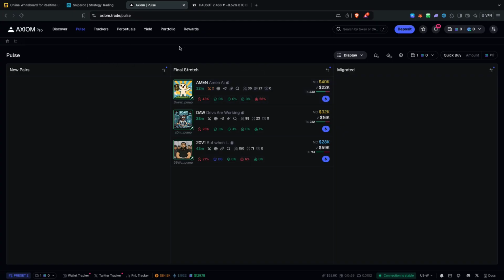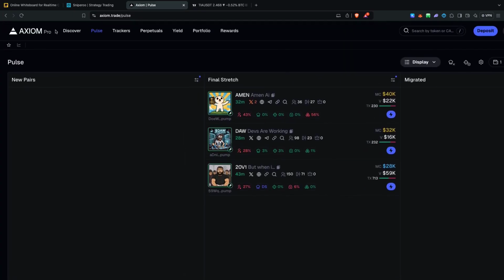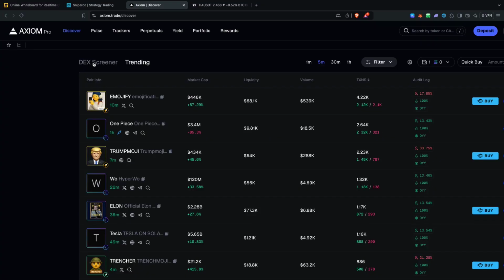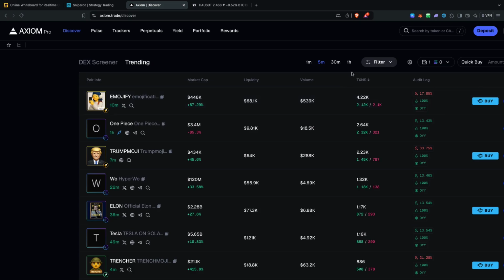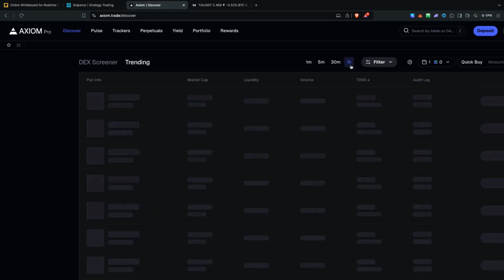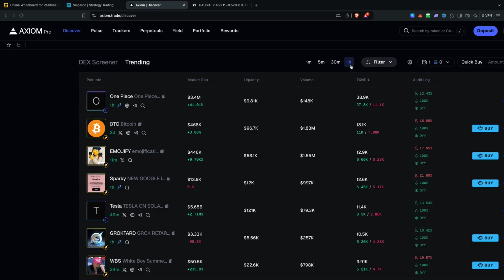So what you're going to be focusing on is when you go to Axiom Pro, simply click on discover. Then by default, it's going to be on dex screener. So what you want to do is click on the trending and switch to the 1 hour time frame. The reason why you want to do this is you want to look for coins that are fresh, that have already cemented their stay in the crypto world. Now, obviously, 1 hour is not really a long period of time, right? You obviously need about 24 hours, but 1 hour gives you a very good probability of a project surviving or not.